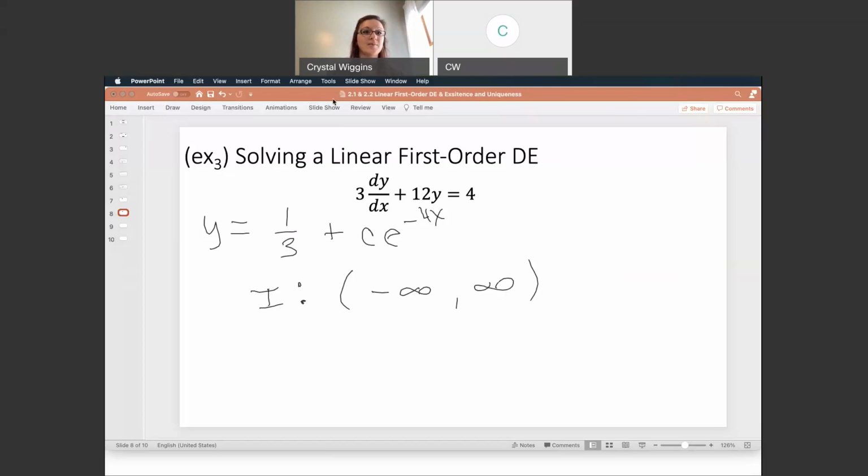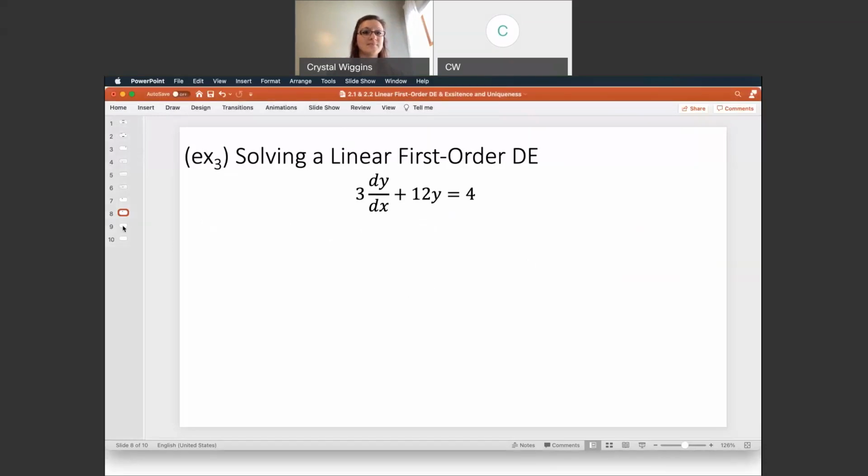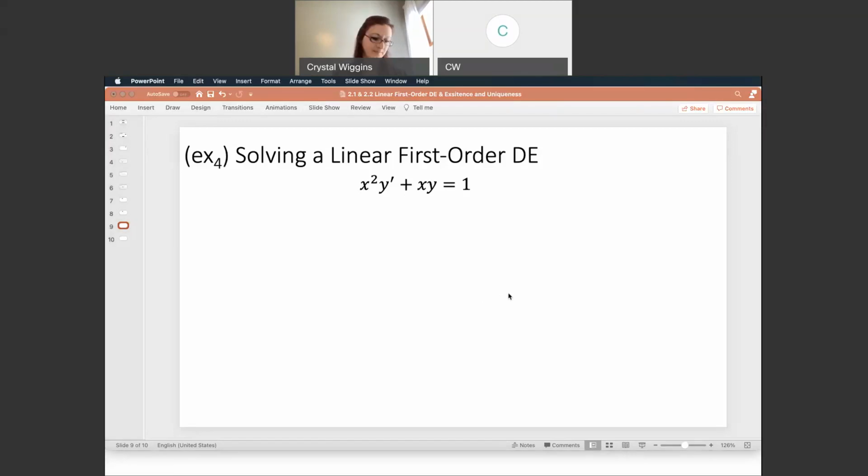Let's try another problem. Okay, let's try this example. So for this example, we have x squared times y prime plus xy is equal to 1. So step 1 is to put this in standard form.